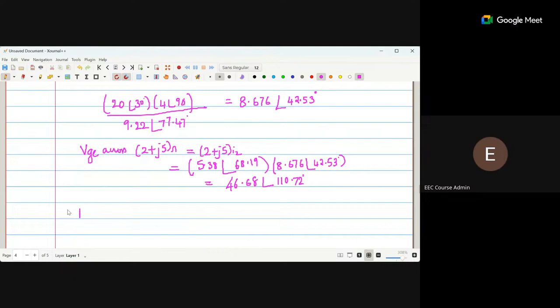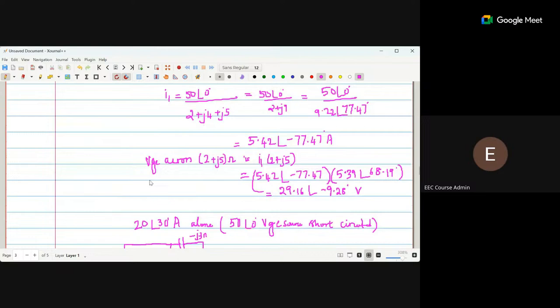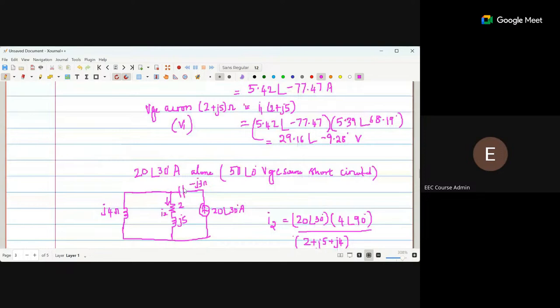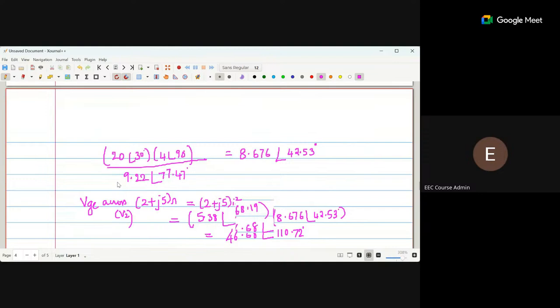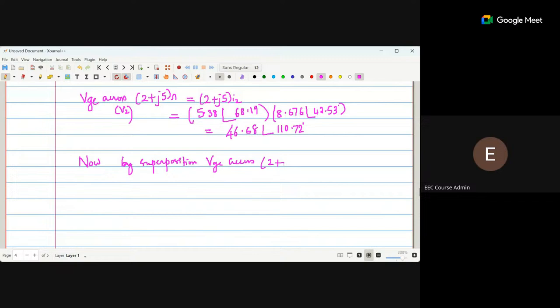Now by superposition you have to add these two responses. Voltage across, let this be V2. Let me take the other as V1. So in both the cases you just see whether the polarities are in the same direction. Here the current was flowing like this, so the polarity was plus at the top, minus at the bottom. The second case also, current direction is upwards, so the current flows like this. So the polarity is again plus at the top and minus at the bottom. So we need to just add these two, right? Algebraic sum I was checking for. So voltage across this 2 plus J5 ohm will be V1 plus V2.